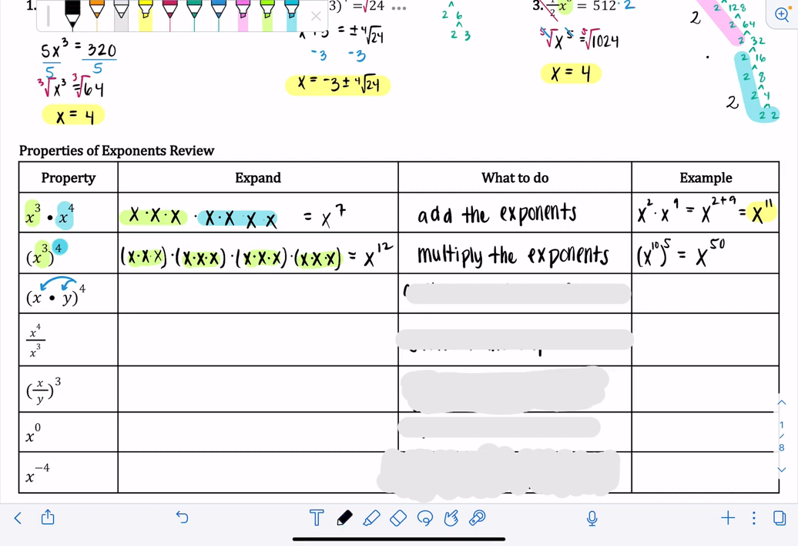If we were going to expand it, it would be x times y 4 times, so xy, xy, xy, xy, and then all together, if I were to count all my x's, because multiplication is commutative, so I can rearrange it if I wanted to. I have 1, 2, 3, 4 x's, so x to the 4th, and then I have 1, 2, 3, 4 y's, so I have y to the 4th.